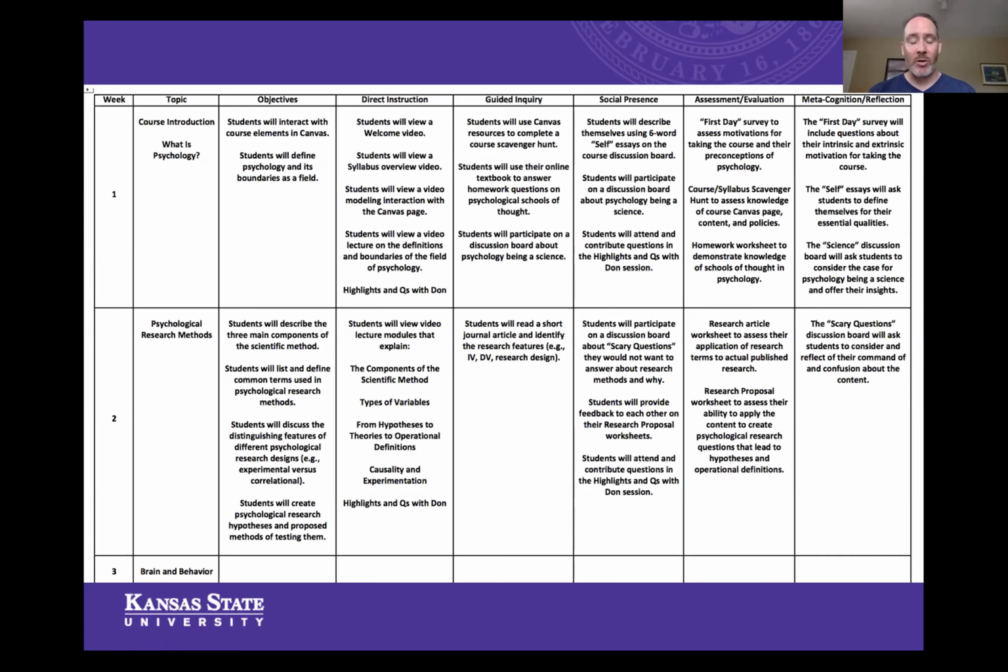For the guided inquiry, they're now going to read a short journal article and identify the research features. They're going to apply that learning about independent and dependent variables, research design, spurious variables, those kinds of things in that guided inquiry piece. For the social presence, again, we're going to have a discussion board.